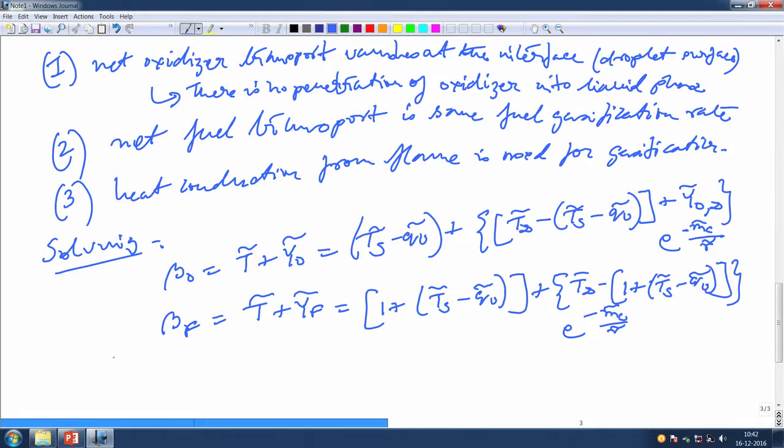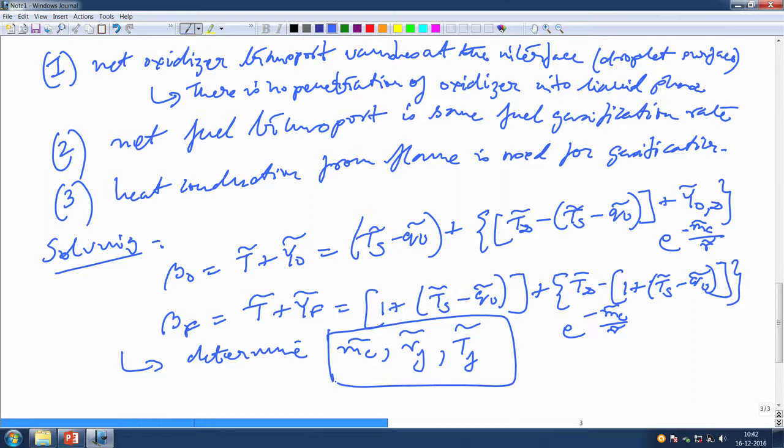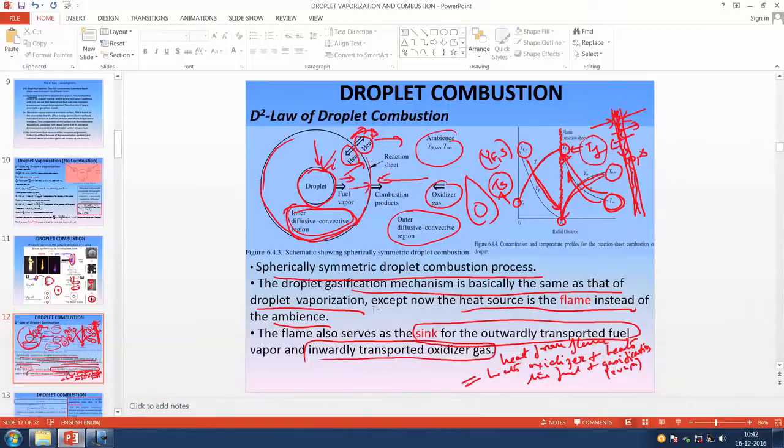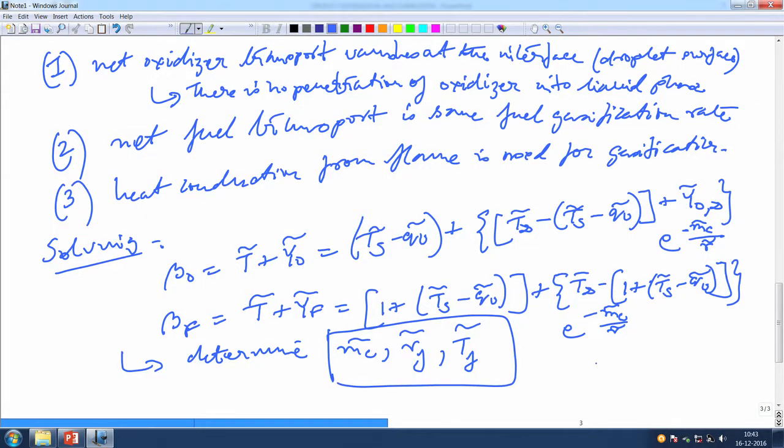Okay. Now, we need to determine MC, the flame standoff distance, and TF, the flame temperature. These are the three parameters that one needs to establish. The flame standoff distance you already know. What is the flame standoff distance? If you do not know, just take a quick look at the figure. This was the flame standoff distance from here to here, that is RF, okay. That was the flame standoff distance, okay.